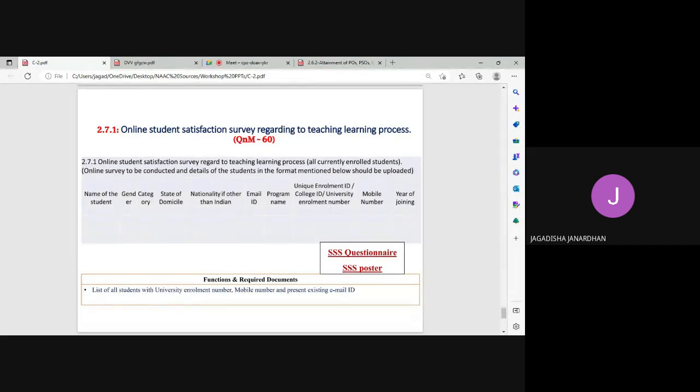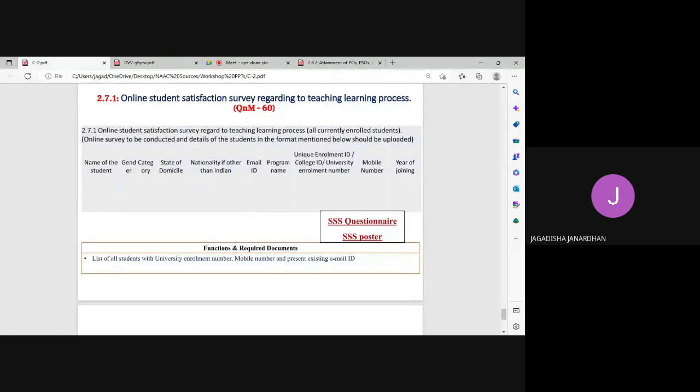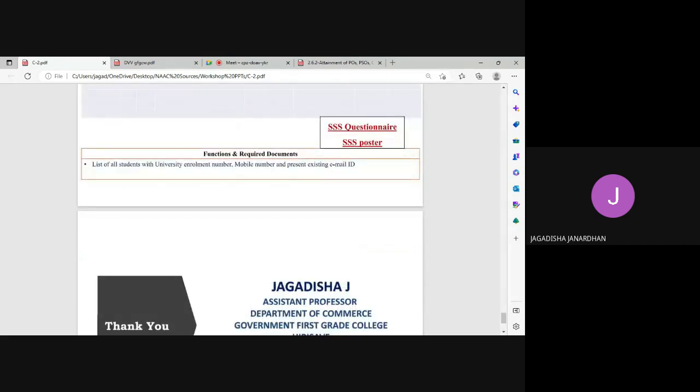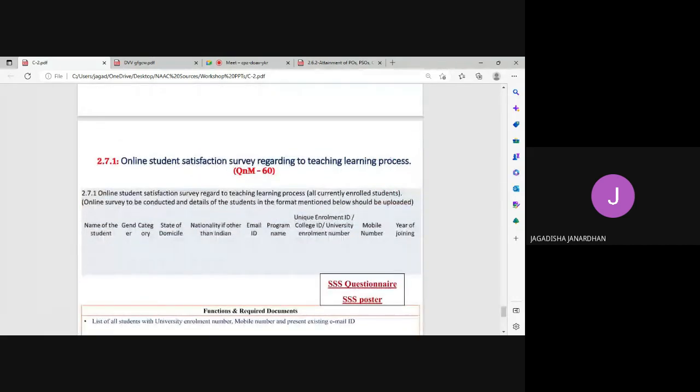And regarding this also, the students have to be provided with awareness of when it will happen, how you will get the mail, and how to answer it. The process needs to be explained. So this is all about Criterion 2.7, which is of 60 weightage. It comes to a 4-point scale 240 score. So 240 marks is in the hands of your institutional students.